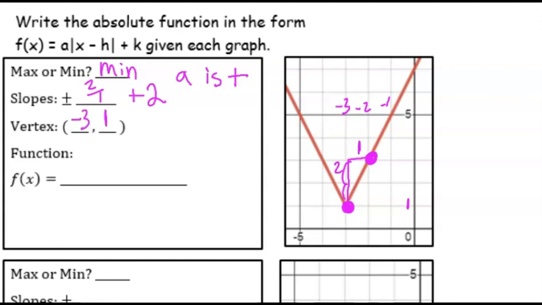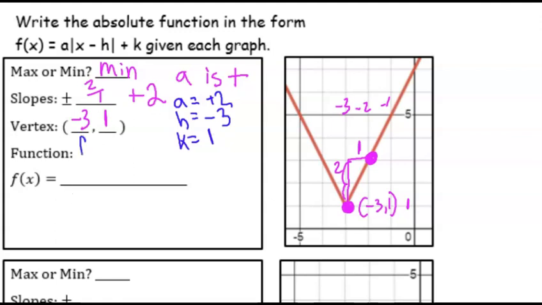-3, 1. So from that we could determine what A, H, and K are. A will be +2, H is -3, and K is 1. So then we'll just plug these into the formula right here.